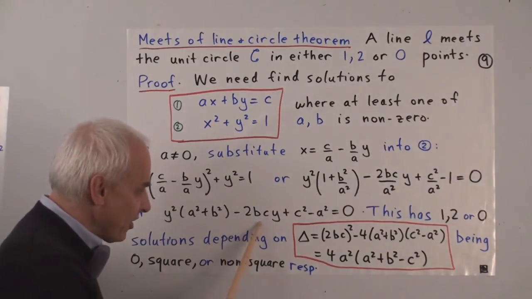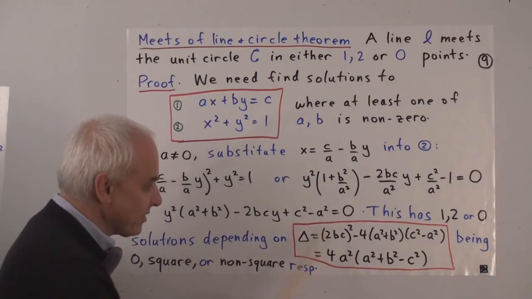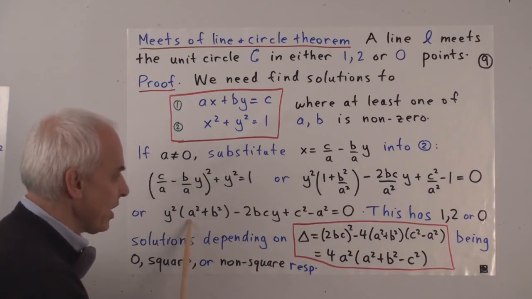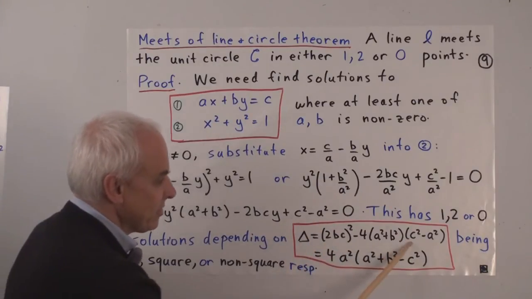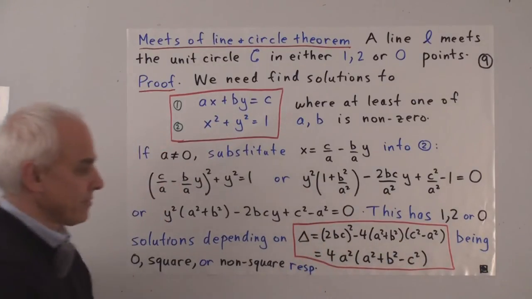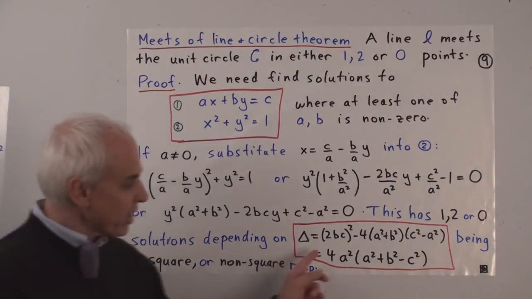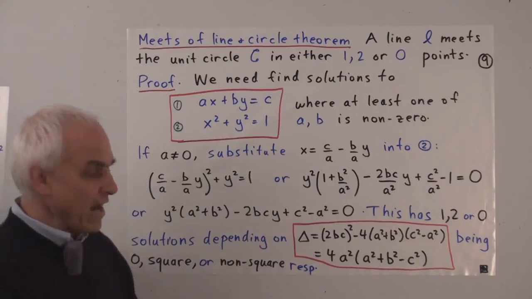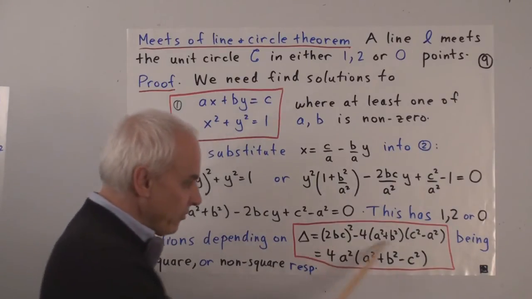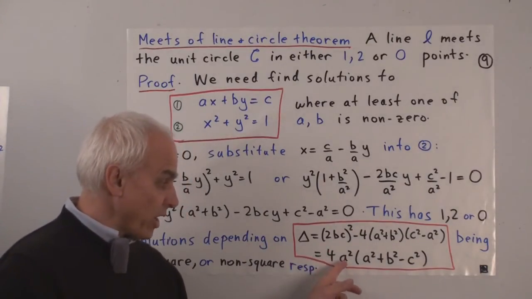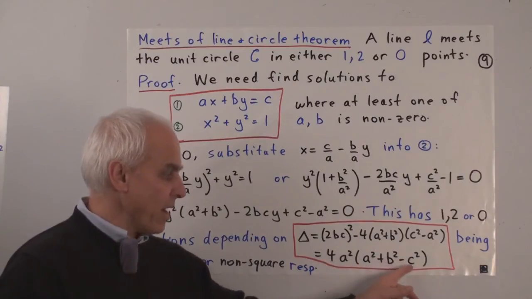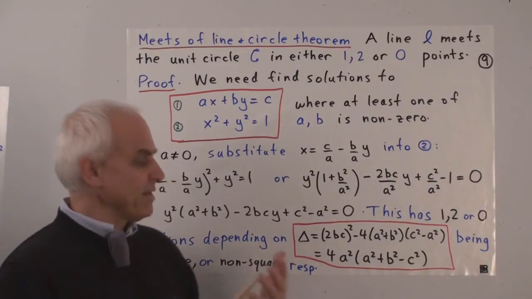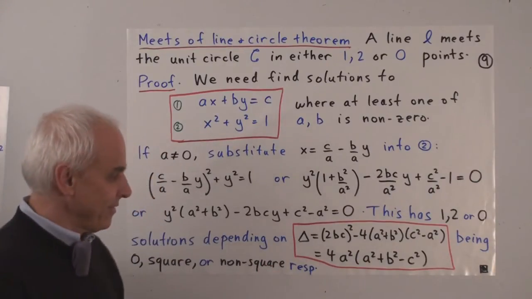In other words, if you take this coefficient of y and square it, and then subtract 4 times the coefficient of y squared times the constant term, that's the discriminant. And now please check that, pleasantly, this thing factors. It can be rewritten as 4a squared times a squared plus b squared minus c squared. It's one of these pleasant things that happens a lot in this subject.